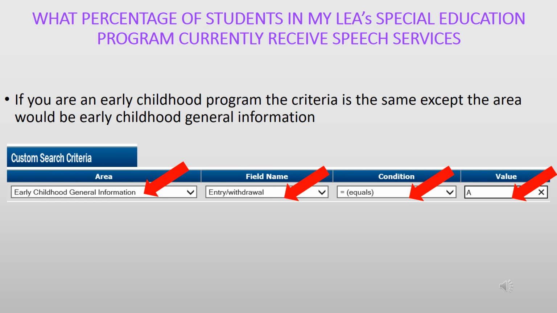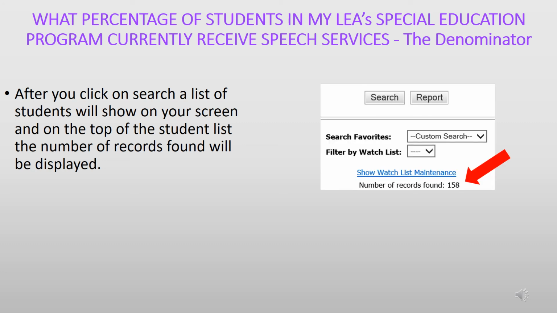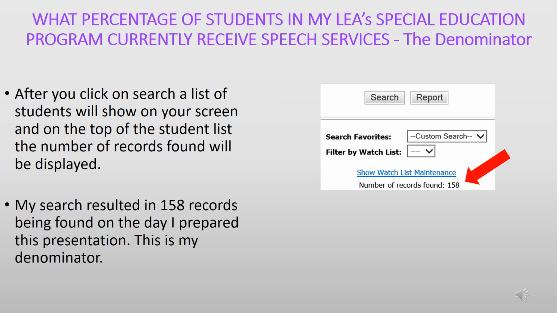I will continue using K-12 student counts for our example. However, I will show the early childhood search criteria too. After you click on Search, a list of students will show on your screen, and on the top of the student list, the number of records found will be displayed. A screenshot of the number of records found is on the right side of the slide. My search resulted in 158 records being found on the day I prepared this presentation. This is my denominator. Remember, however, the count at the top of the list can only be as accurate as your maintenance of the modules in the student management system.